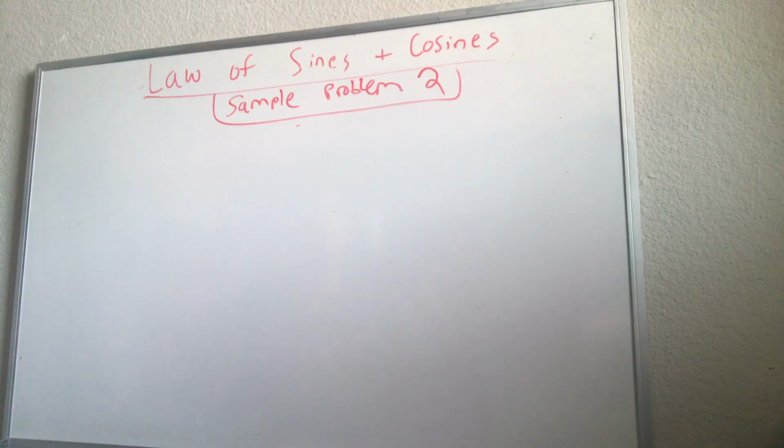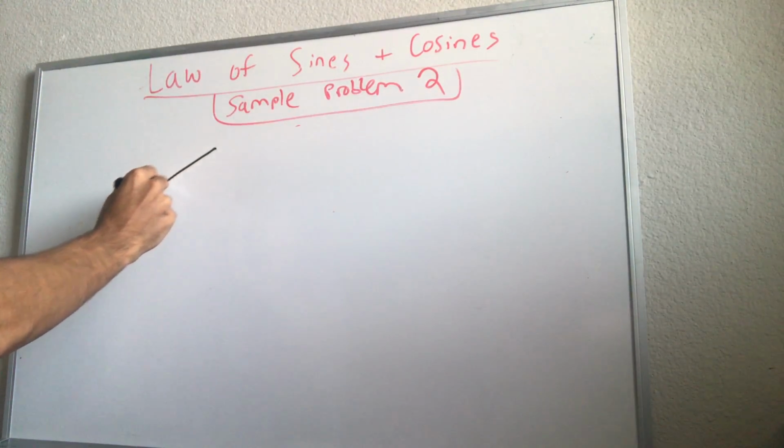So here is sample problem number 2 for the law of sines and cosines. Again, I'll be giving you a triangle, and both the law of sines and cosines will be applicable here. You want to find all three angles and all the sides of this given triangle. So here's the given triangle.